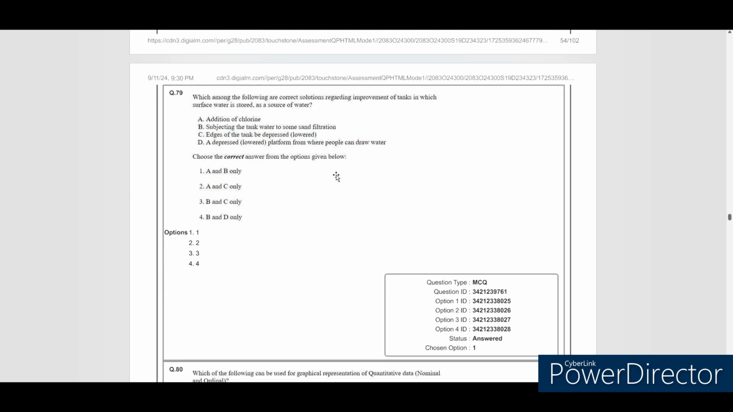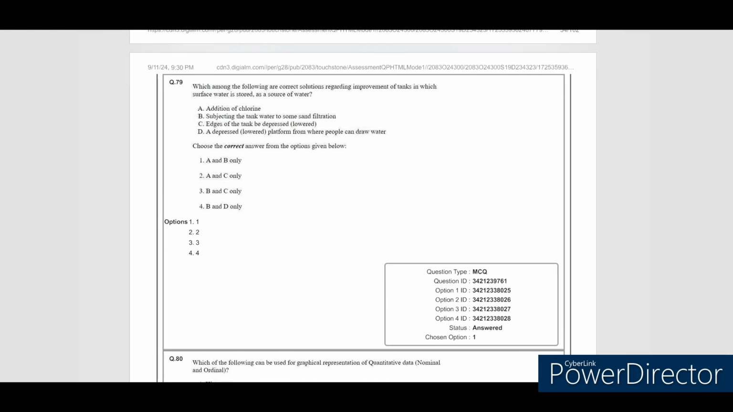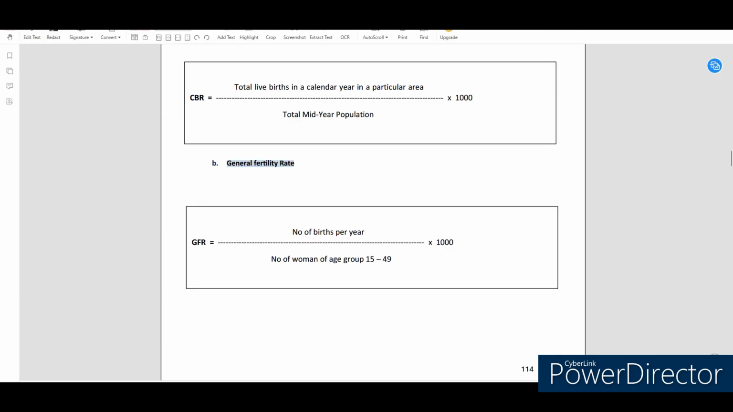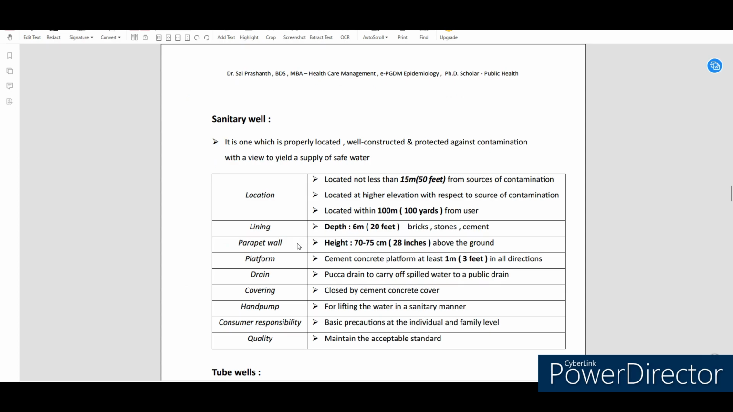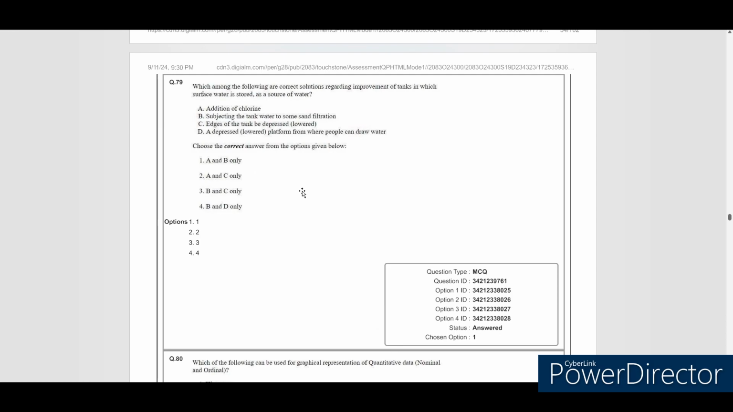Question number 79, this is also a very easy question because always remember the edges should be elevated. They should not be lowered, okay? Also the first option, addition of chlorine, is a method of purification. You can read it from my SMCH notes. And the second option, subjecting the tank water to sand filtration. Filtration is also one of the methods of purification of water. So options C and D are wrong because they say the edges should be depressed or lowered, which is false. So the correct options are option A and option B.